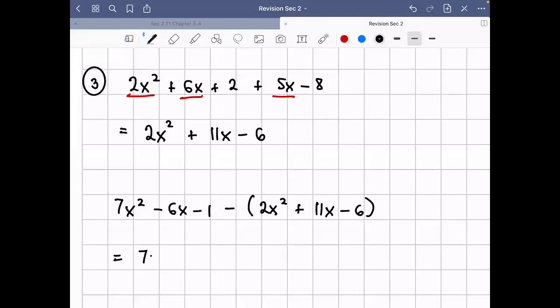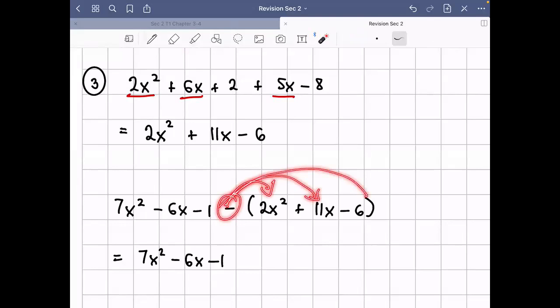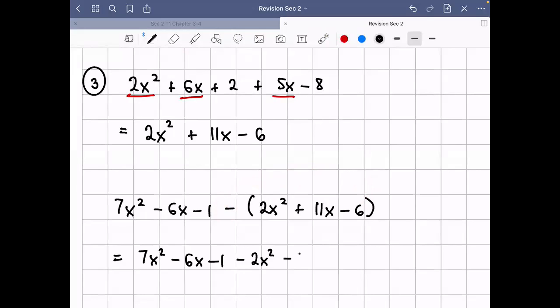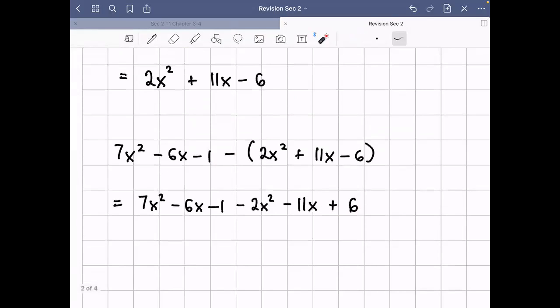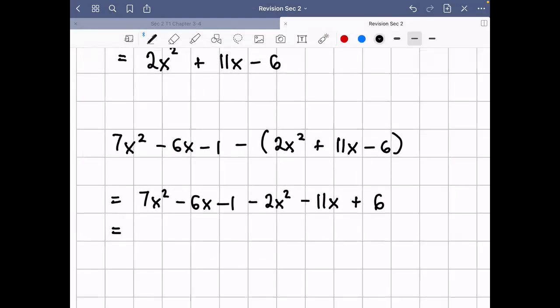So bring down 7x squared minus 6x minus 1, and then we distribute this negative sign inside the terms inside the brackets. So 2x squared becomes minus 2x squared, 11x becomes minus 11x, and then negative 6 becomes what? Positive 6, okay? Because negative times negative 6 is positive 6. And then, what is our final answer now?